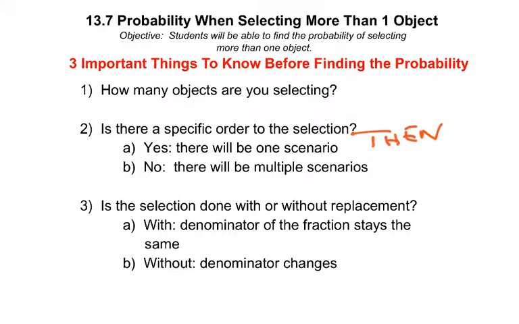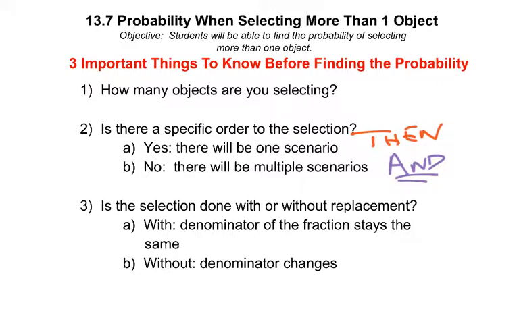If the answer to the question is no, then you're going to have multiple scenarios. Here's an example. What's the probability of drawing a king and a 5? The key word is "and." And when you're dealing with probability, it usually indicates you have multiple scenarios. It also means we're going to usually add our probabilities together.